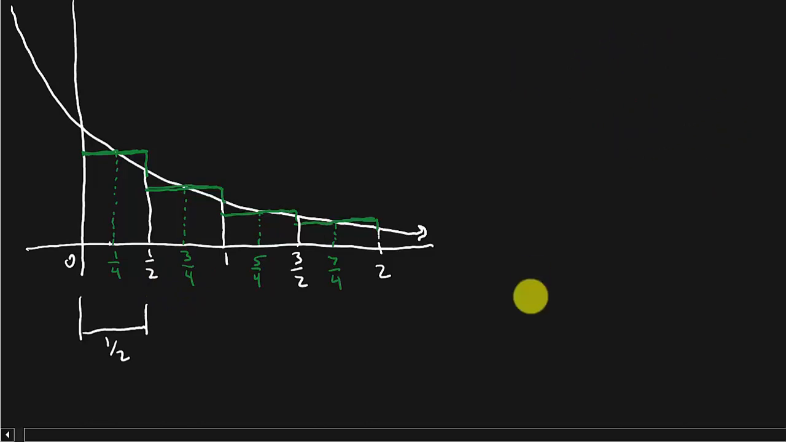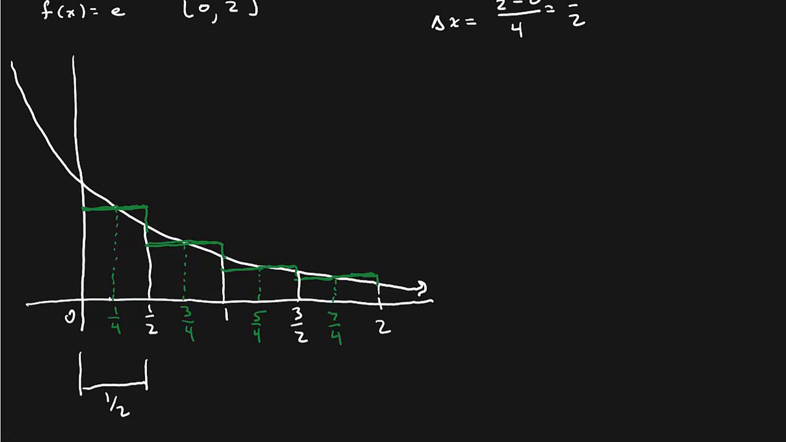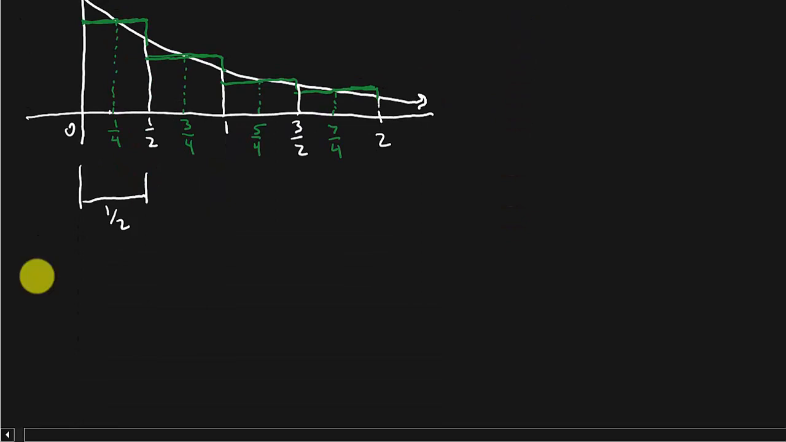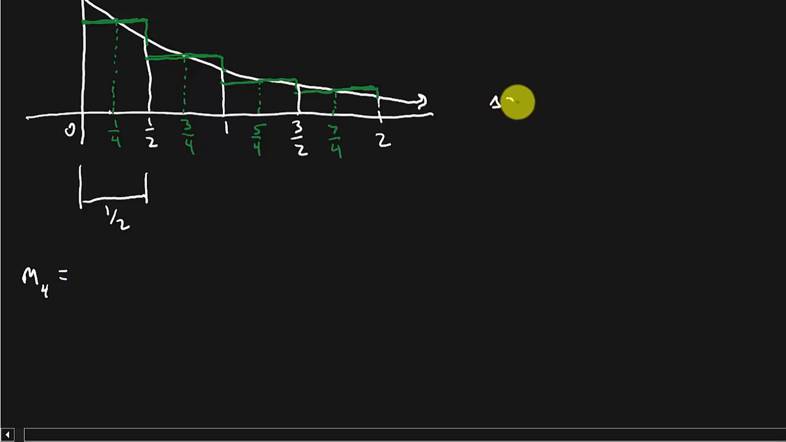All right. So now, what do we have? Well, now we can find our area. So the area for the midpoint, I'm going to come down here and do it. So the area for the midpoint, and I'm going to use M4. That tells me it's find the area using midpoints with 4 rectangles. So we know delta x is 1/2, right? And so now I need the height of each of these rectangles. So what's the height of the first rectangle?